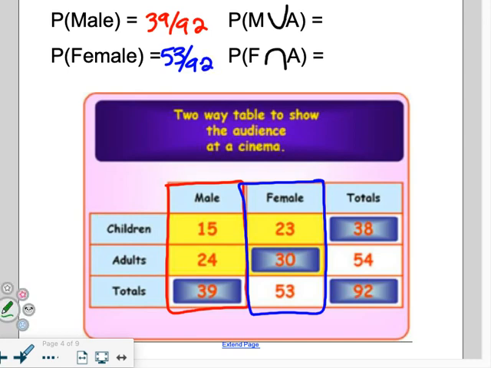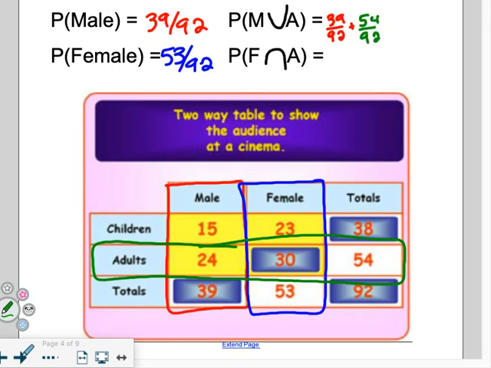Now, this says probability of male or adult, right? So what we're going to do is take the probability that they're a male. Well, we said that was 39 out of 92. We're going to add the probability that they're an adult, which is 54 out of 92, and subtract the probability where they overlap, which is 24 out of 92, for a total answer of 69 out of 92.